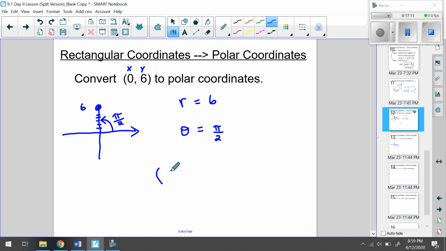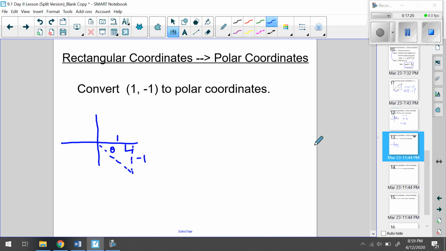And so if you want to write that as a coordinate, we express the r value first and then the angle second. Sometimes these problems will be much easier than others. This is one of those cases, but we're going to progress in difficulty here in just a minute. All right, here's our second example. It says convert (1, -1) to polar coordinates.